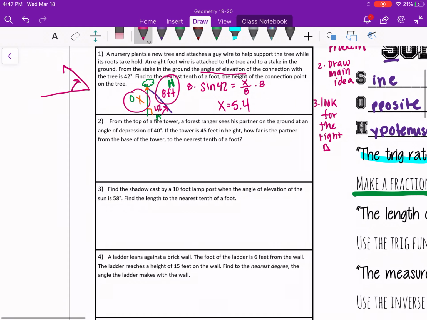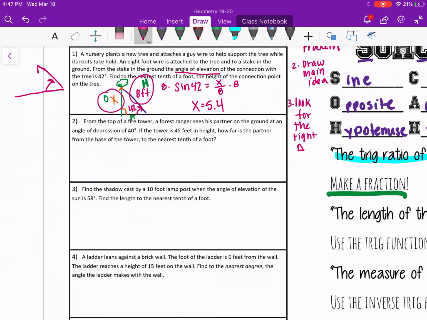So the main idea of this picture is that there is a guy in a tower and he has a friend on the ground. So look for the obvious right triangle. Where is that triangle? What does it look like? Where are the dimensions of that triangle?